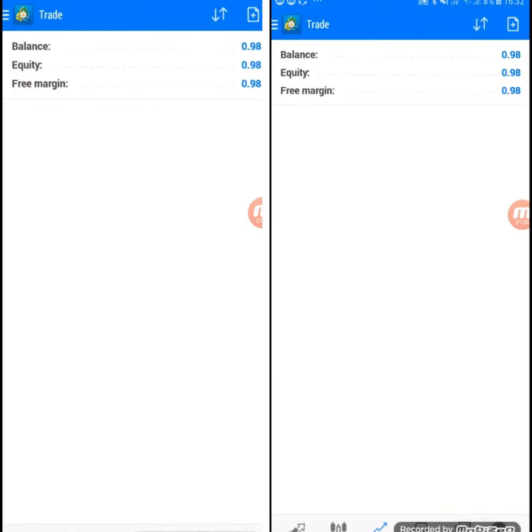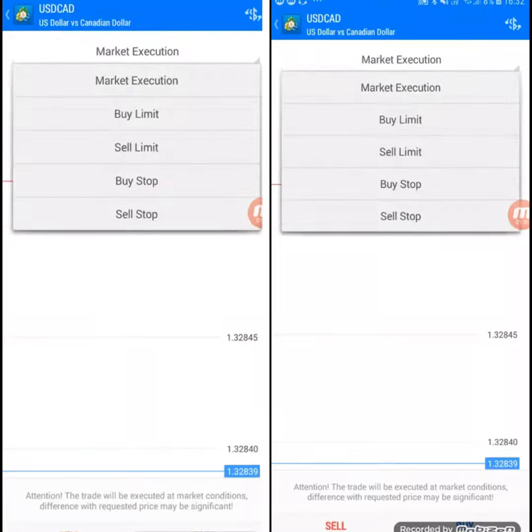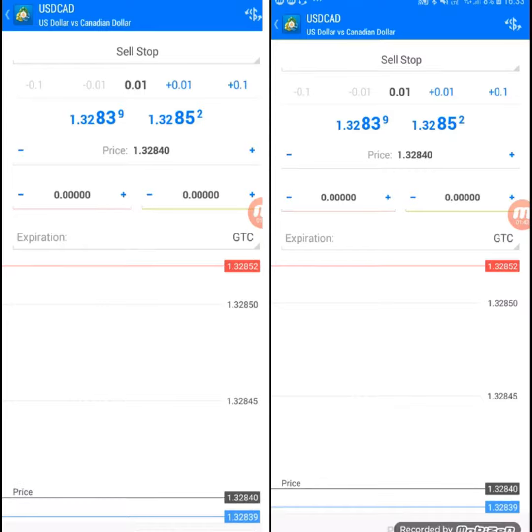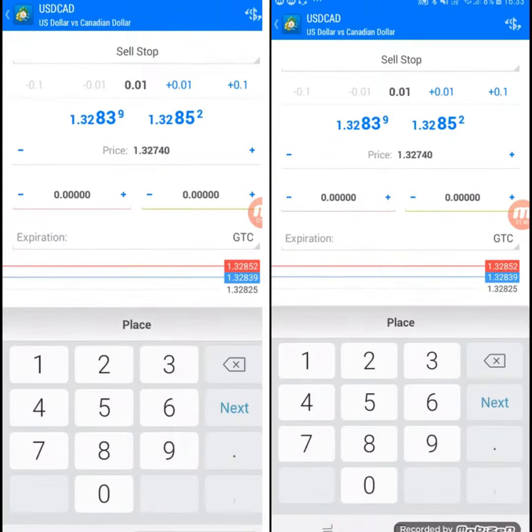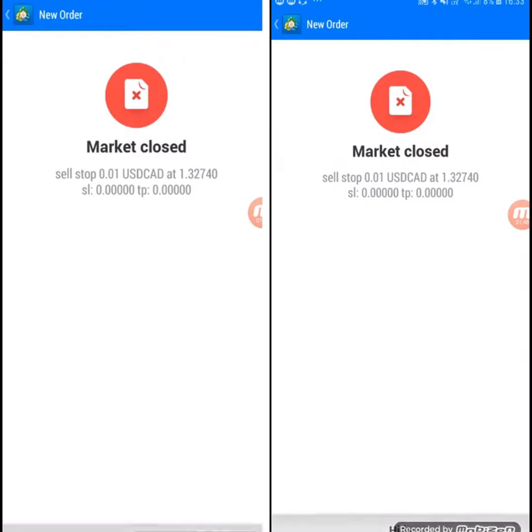Okay, afterwards you come this side, market execution, you put what? A sell stop. Okay, on your sell stop you click price. After clicking price you put 740 here and then put your sell stop.